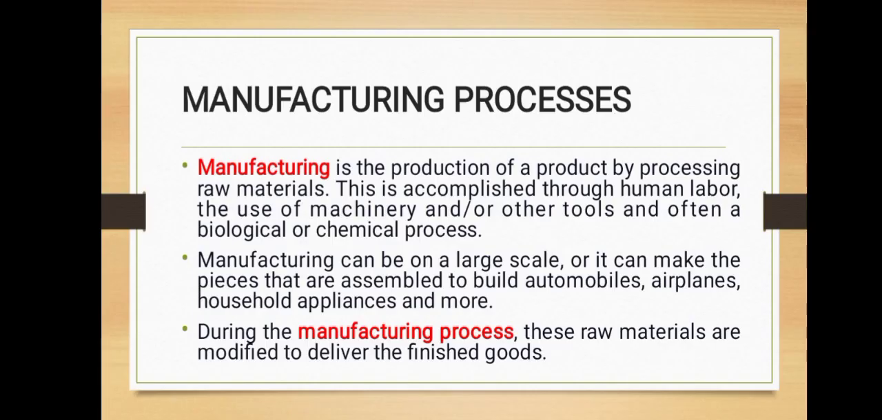Manufacturing process is the production of product by processing raw materials. This is accomplished through human labor, the use of machinery and other tools, and often a biological and or chemical process. Manufacturing can be on a large scale or it can make the pieces that are assembled to build automobiles, airplanes, household appliances, and more. During the manufacturing process, these raw materials are modified to deliver the finished goods.